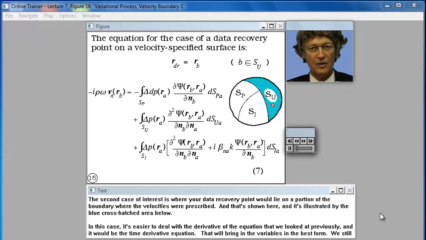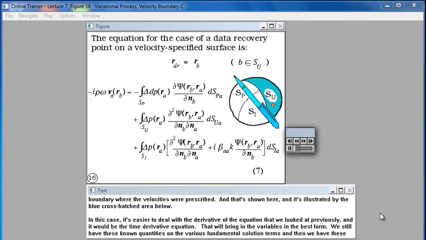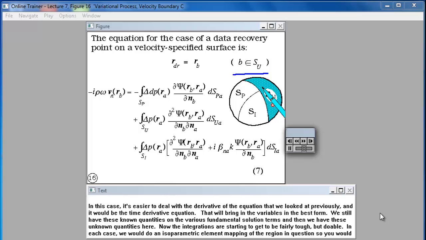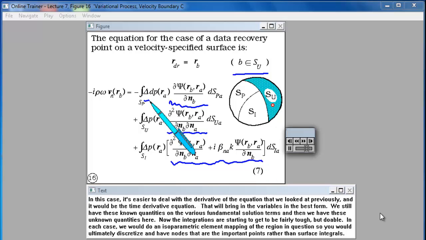The second case of interest is where your data recovery point would lie on a portion of the boundary where the velocities were prescribed, and that's shown here. And it's illustrated by the blue crosshatched area below. In this case, it's easier to deal with the derivative of the equation that we looked at previously, and it would be the time derivative equation. That will bring in the variables in the best form. We still have these known quantities on the various fundamental solution terms, and then we have these unknown quantities here.